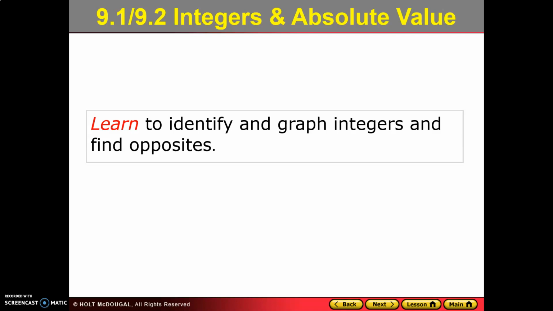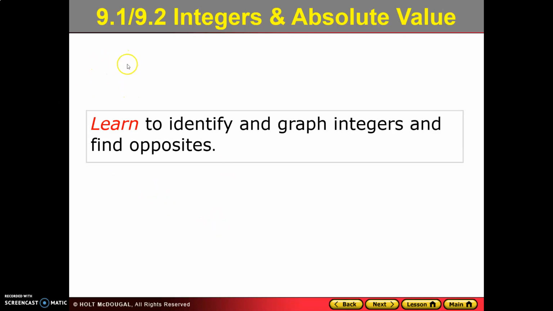We are moving on to chapter 9. We're skipping chapter 8 because we do a lot of geometry in 7th grade. So instead of taking more time away from our learning, I want to introduce you to integers, which is chapter 9. We're going to combine 9.1 and 9.2 today because they're very simple, quick, introductory lessons. I just want to get those out of the way so we can move on to some meatier stuff as we go along.